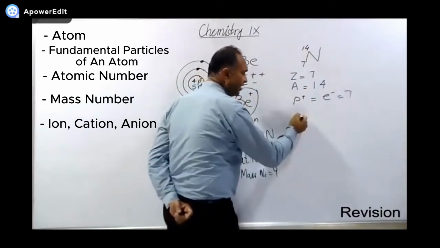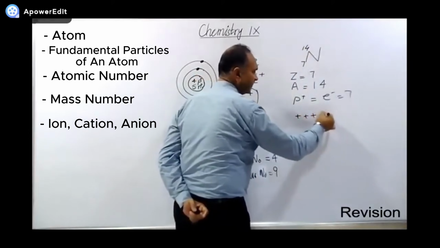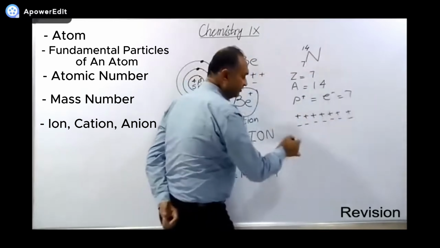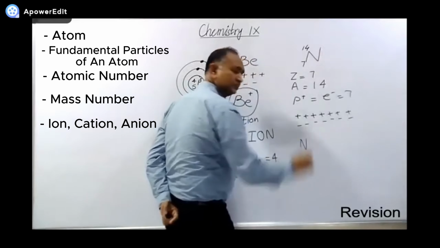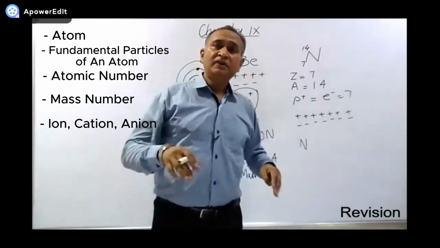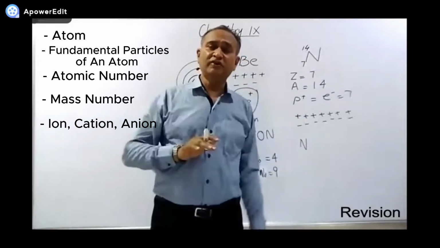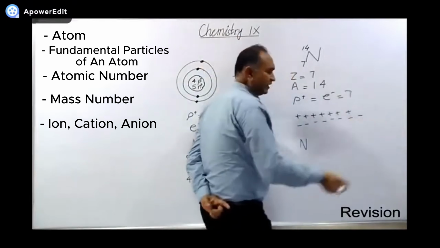What is the condition right now? This is the condition: 7 protons, 7 electrons, electrically neutral. We write it like this. Now what happens? This nitrogen has the capability to gain electrons, to accept electrons. Let's suppose it has just taken 1 electron or 2 electrons from somewhere.